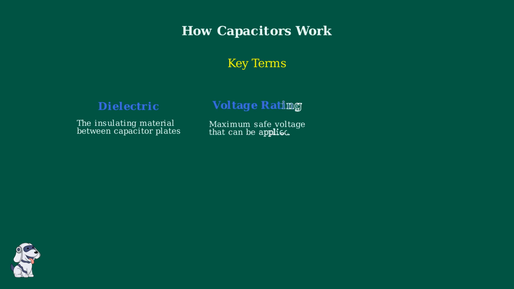The voltage rating is the maximum voltage that can be safely applied to the capacitor without damaging it. Exceeding this rating can cause the dielectric to break down. ESR stands for equivalent series resistance. This represents the internal resistance of the capacitor, which affects its performance in alternating current circuits.